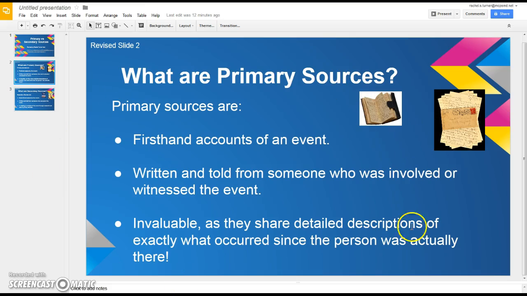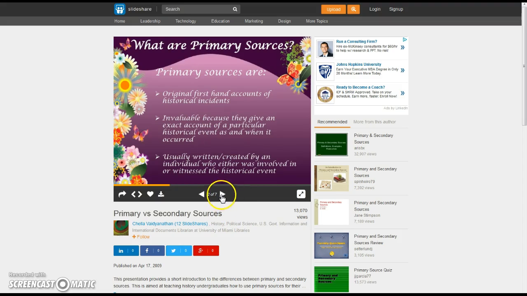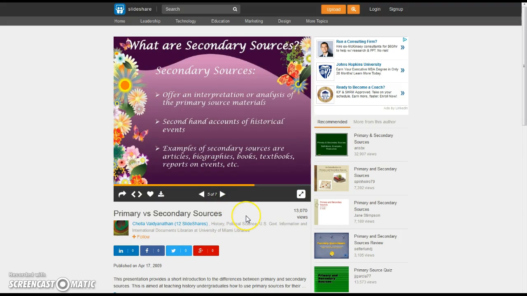I have kept it simple but accurate, taking out the unnecessary words, and added in 2 small non-distracting graphics that are actual representations of what primary sources are. Going back here, the second slide that I redid was a similar style. It was what are secondary sources. Again, noticing the extraneous graphics and text and words that were not needed in this presentation.